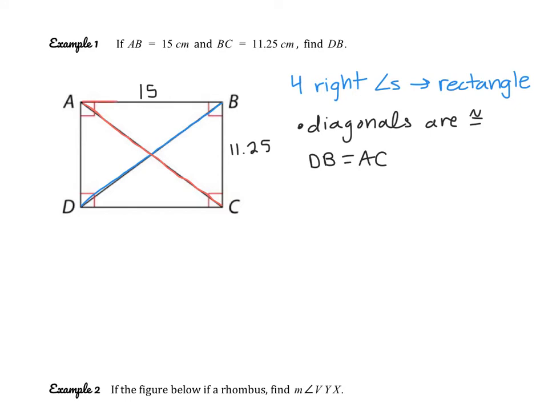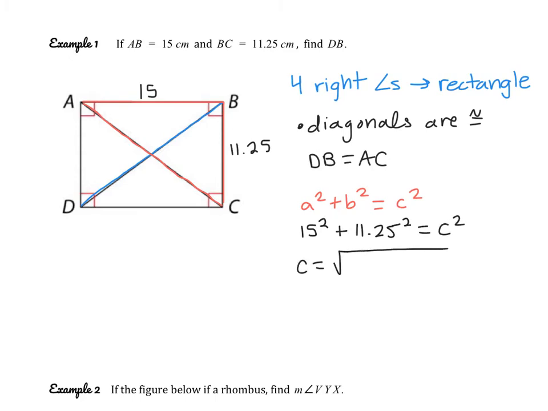So using AC, and we know this is 15 and we know this is 11.25, we can actually use the Pythagorean theorem, which is A squared plus B squared equals C squared, to help us find this diagonal. So that will be 15 squared plus 11.25 squared equals C squared. So C is going to be the square root of 15 squared plus 11.25 squared. And then this you can plug into your calculator.